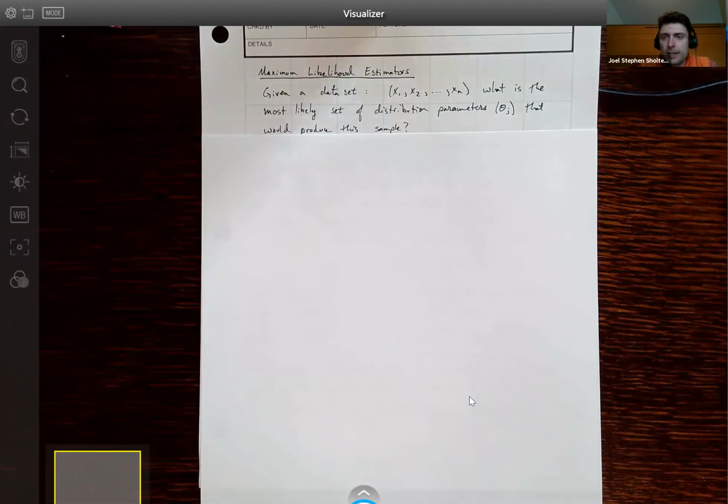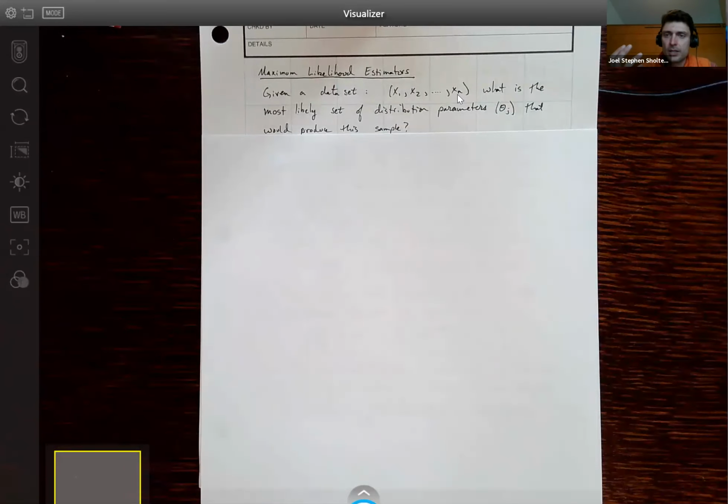Okay, so say we have a data set, and our data set is comprised of n observations, so x1, x2, all the way to xn. 10 observations, we'd have 10 x values. We want to find the set of distribution parameters, 1 or 2 or maybe 3 different parameters that define the distribution function that would most likely produce these data. So, what is the most likely set of distribution parameters that would produce this data?